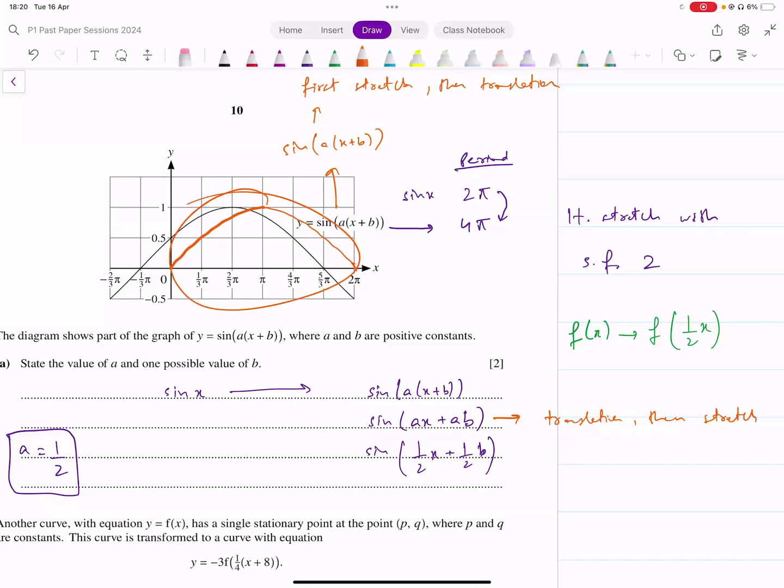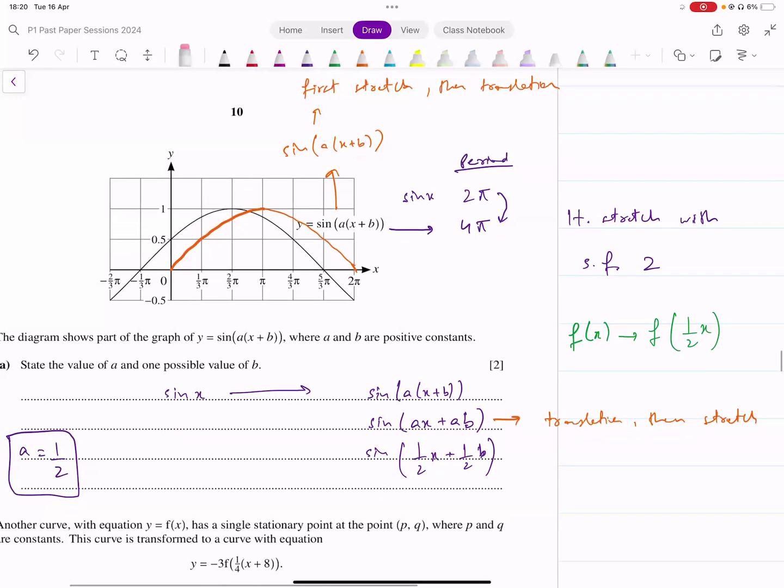And then you have to go from this orange graph to this black graph. How do you go from the orange graph to this black graph? What translation is happening after that? How many units is the graph moving left or right in order to go from orange to black? It's going some units to the left. It's easier to look at it from here. 0 is going to minus pi over 3. It's going pi over 3 units to the left. If we do stretch first and translation second, it's going, sorry, pi over 3 units to the left. This is pi over 3. It's going pi over 3 units to the left.